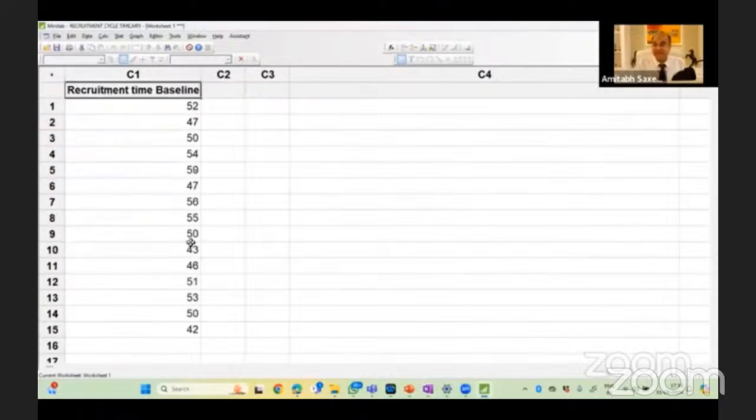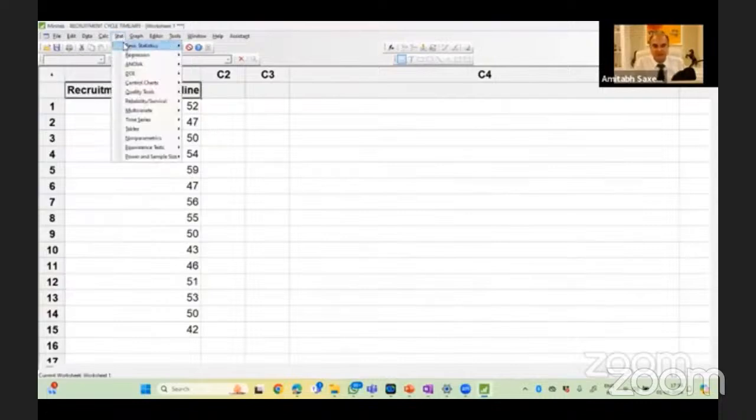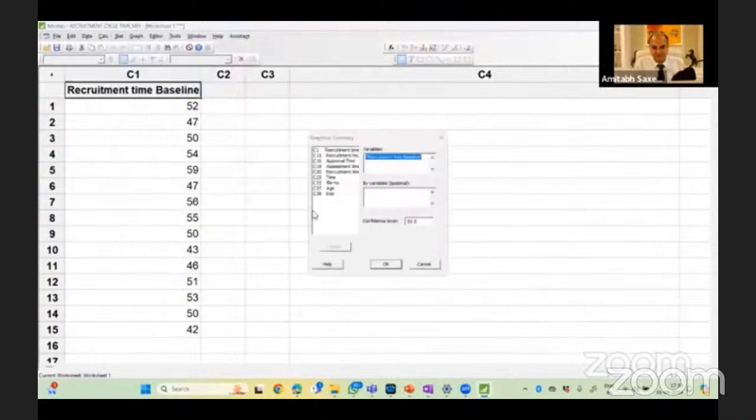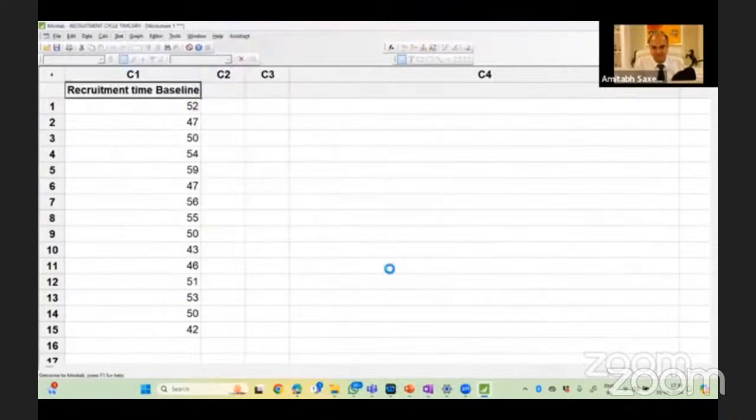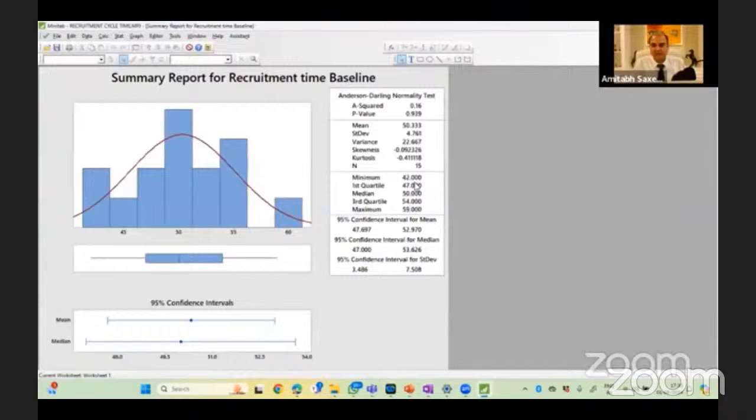Let's say we have collected 15 samples. We'll just ask Minitab, please make our histogram. And it will tell us, since we gave the recruitment cycle time, that the cycle time average is 50 and the standard deviation is almost 5. Average is 50 and standard deviation is 5.